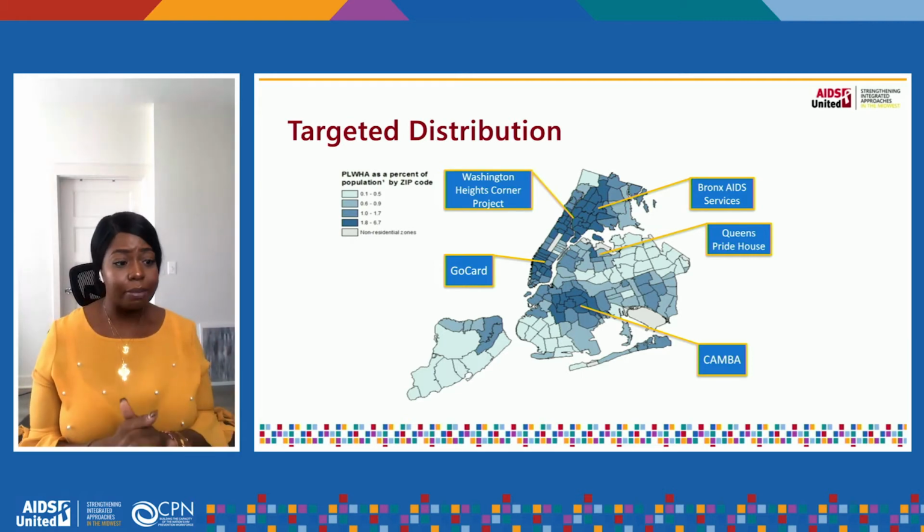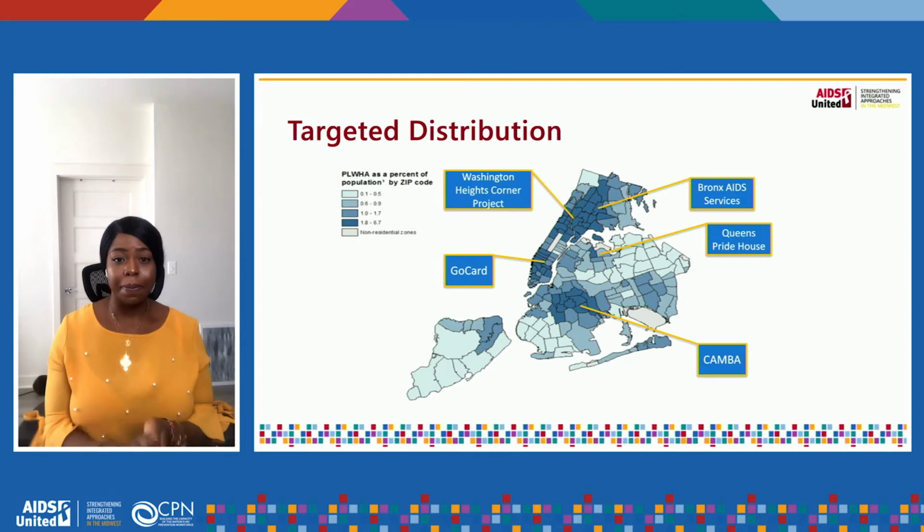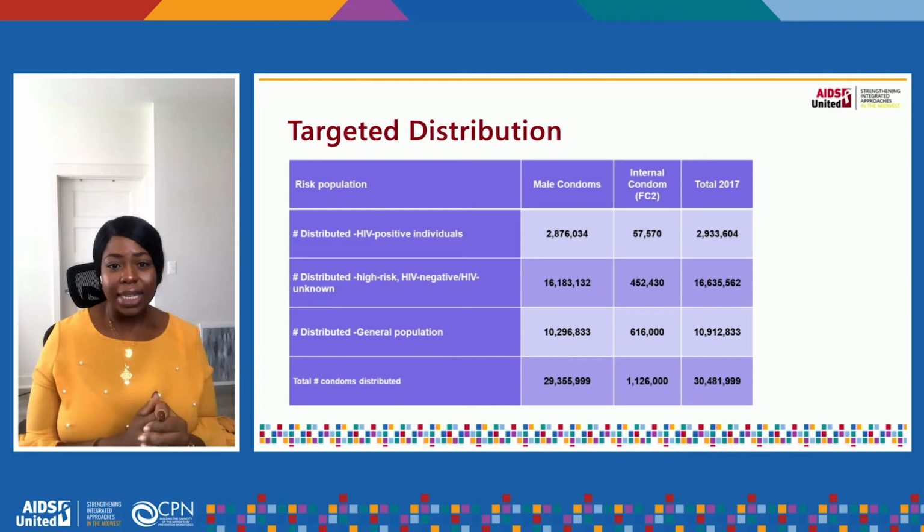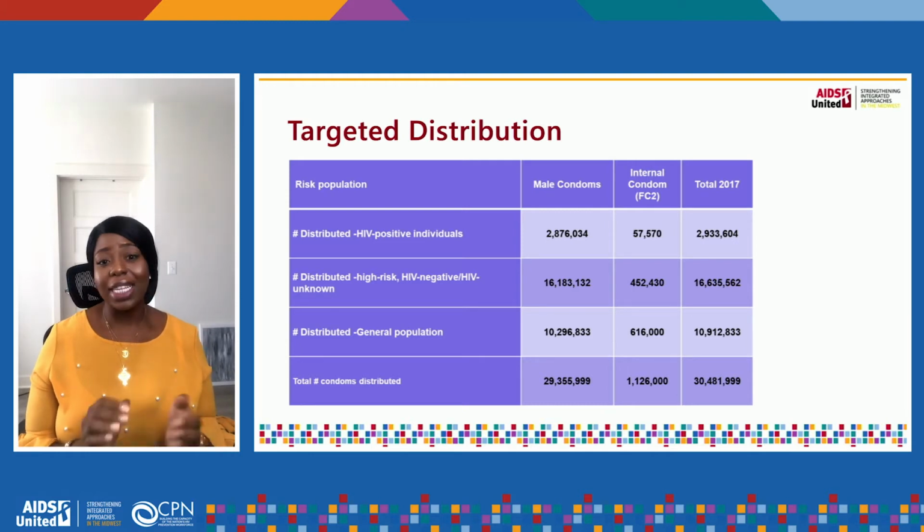So here's an example illustrating the locations where contracts are funded to provide services in those particular areas. Looking at this quick table, it's just some numbers and some about the risk population. So 64.2% of NYCAP safer sex products went to HIV positive and high risk negatives. This is data from 2017, and that is up from 57% in 2016. So we see a significant increase, right?